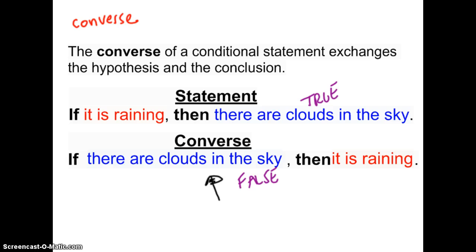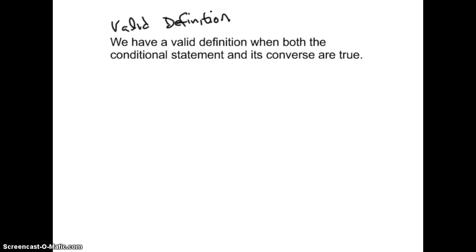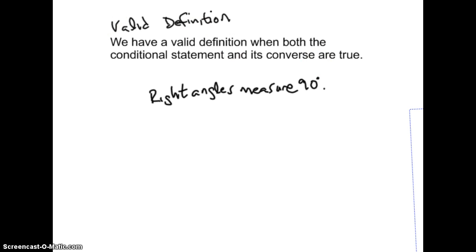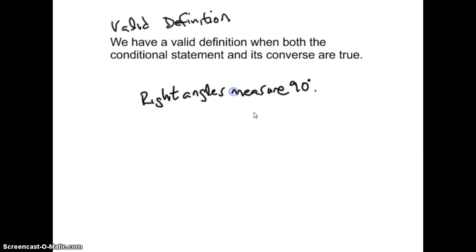However, if you were to write a biconditional statement here, it would say, it is raining if and only if there are clouds in the sky. So we have a valid definition when both the conditional statement and its converse are true. Let's take a look at the last example where we were talking about right angles measuring 90 degrees. Remember that we had the conditional statement, if an angle is a right angle, then it has a measure of 90 degrees. That was true. The converse, if an angle has a measure of 90 degrees, then it's a right angle, was also true. In this case, we have a valid definition. Right angles measure 90 degrees.